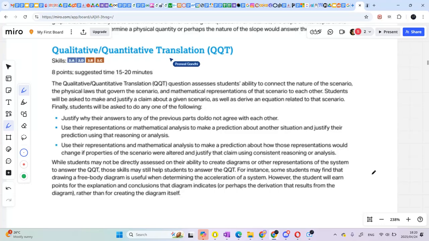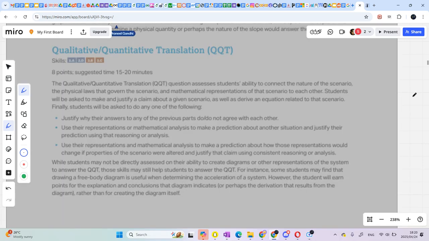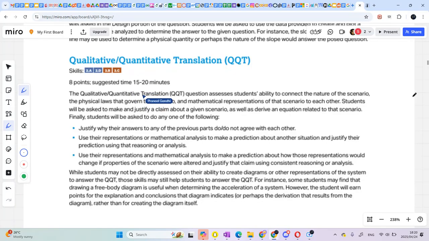The fourth type of question is qualitative or quantitative translation. It's 8 points. It's worth the least out of the four, but again, not by much. So it assesses your ability to connect the nature of the scenario, the physical laws that govern the scenario, and the mathematical representations of that scenario. You'll be asked to make and justify a claim about that scenario and derive an equation related to it.